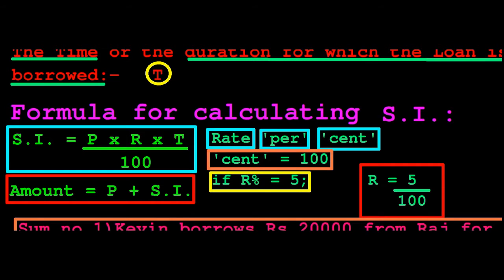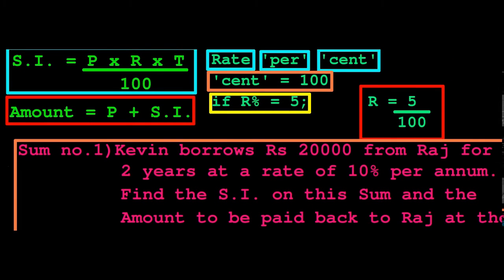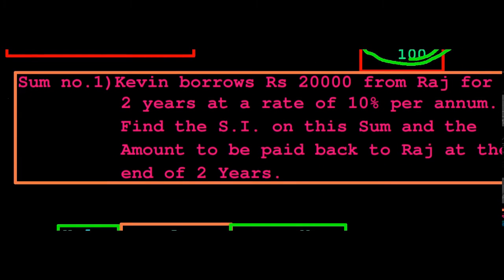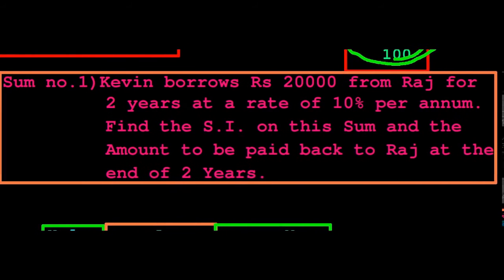Friends, let me tell you something. The rate per cent: cent is equal to 100. Cent means 100. So, for example, if the rate per cent is 5, we will write 5% as R is equal to 5 by 100. Okay friends, can you see here? R is equal to 5 by 100. Okay, so friends, let's start the sums.